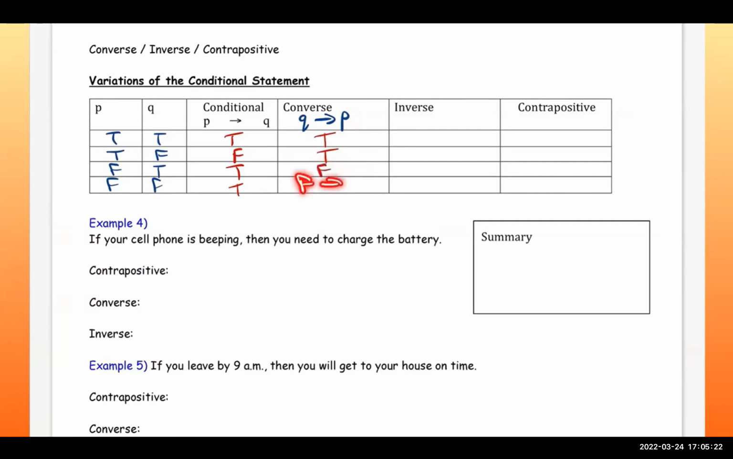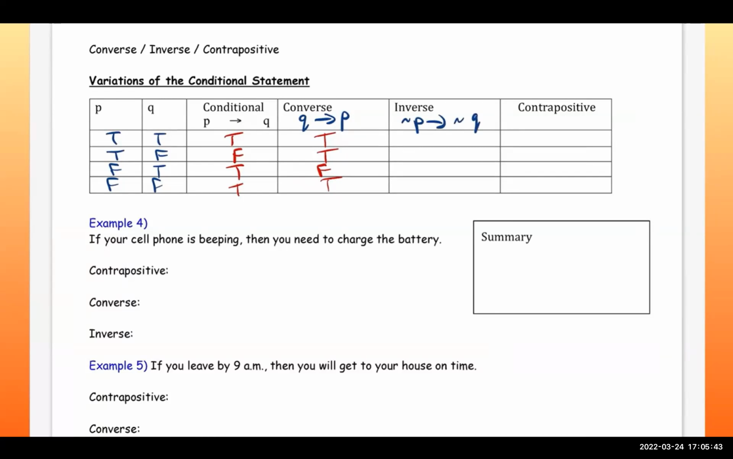The inverse would be when you do the negation of P. If not P, then not Q. That's by definition what the inverse says. So let's look at this. This would be false. If false, then false. That's true.